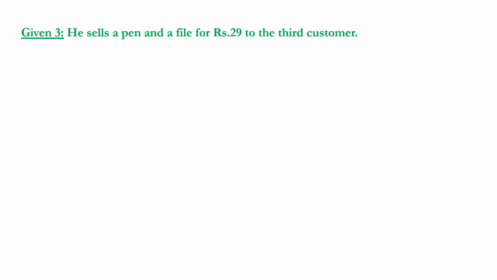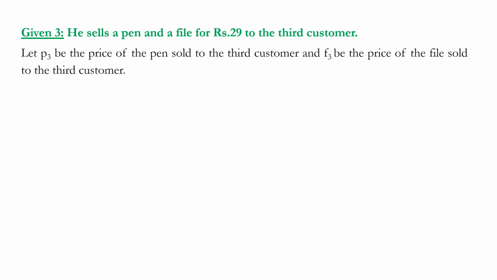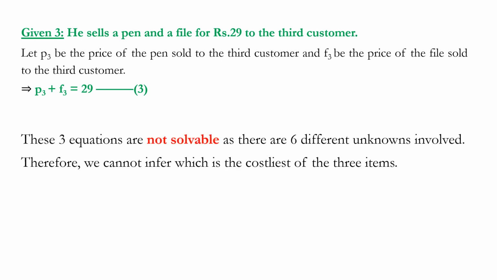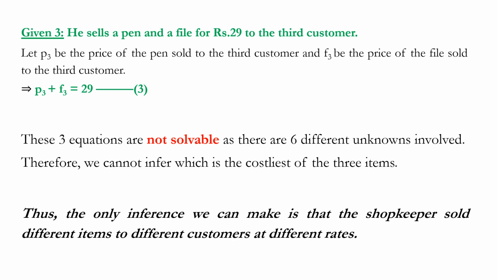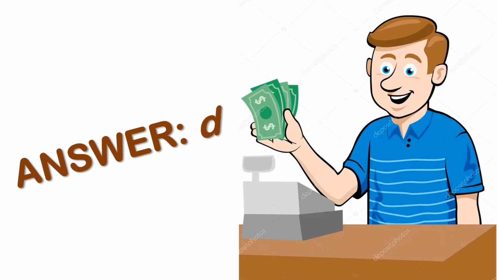He then sells a pen and a file for Rs 29 to the third customer. Let P3 be the price of the pen sold to the third customer and F3 be the price of the file sold to the third customer. That is, P3 plus F3 equals 29. Let this be equation 3. These three equations are not solvable as there are 6 different unknowns involved. Therefore, we cannot infer which is the costliest of the 3 items. Thus, the only inference we can make is that the shopkeeper sold different items to different customers at different rates. Hence, option D is the right answer.